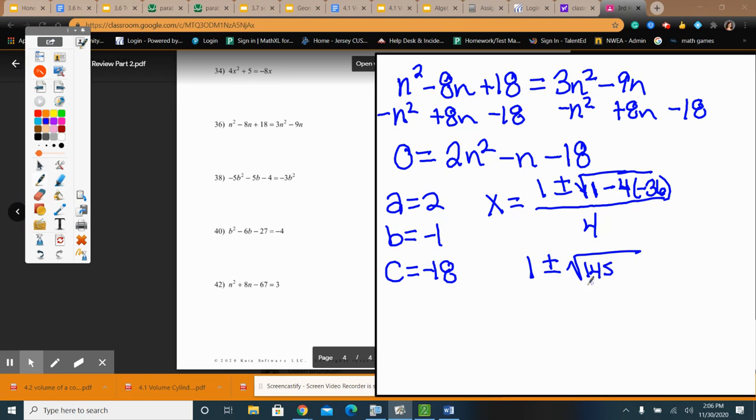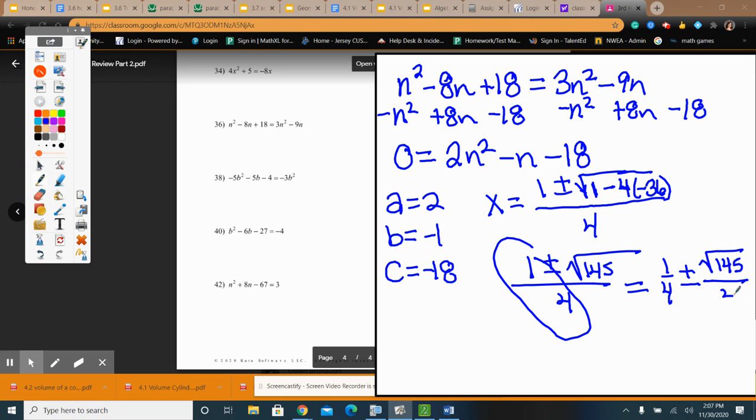145 all over 4. Does that break down? 145 divided by 5 is 29. And 29 is prime. 5 does not even come out. So that's your final answer. Now, you could leave it like that, or you can love math, which is probably what most of you should do. So that's 1/4 plus or minus the square root of 145 over 4. It's just kind of a gross one.